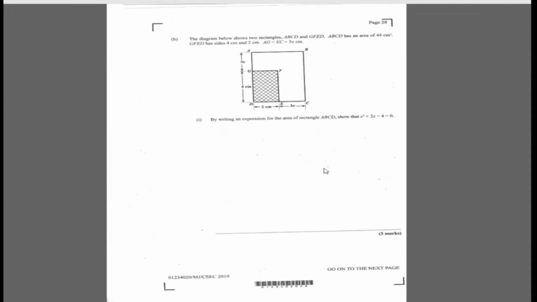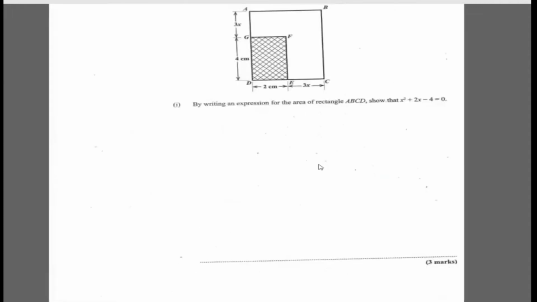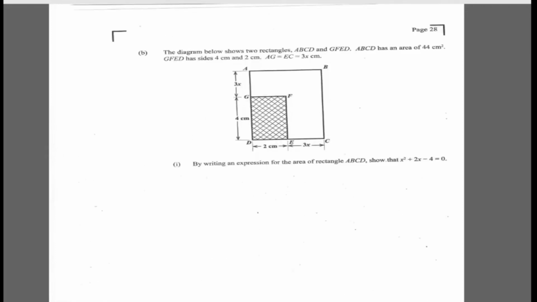Now we reach part B. What is this even asking us? Let us find out. It says the diagram below shows two rectangles, ABCD and GFED. ABCD has an area of 44 centimeters squared, and GFED has sides 4 and 2 centimeters. AG and EC is 3x. By writing an expression for the area of the rectangle ABCD, show that x squared plus 2x minus 4 equals 0.